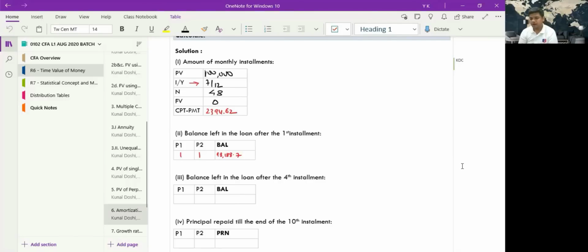The next one. Balance left in the loan after the fourth installment. What will you put P1 as? 4. Correct. So after the fourth installment, the remaining balance. And P2? 4. Correct. P1 as 4, P2 also as 4. And you will get a balance which will be? 92,691.2. Very good.